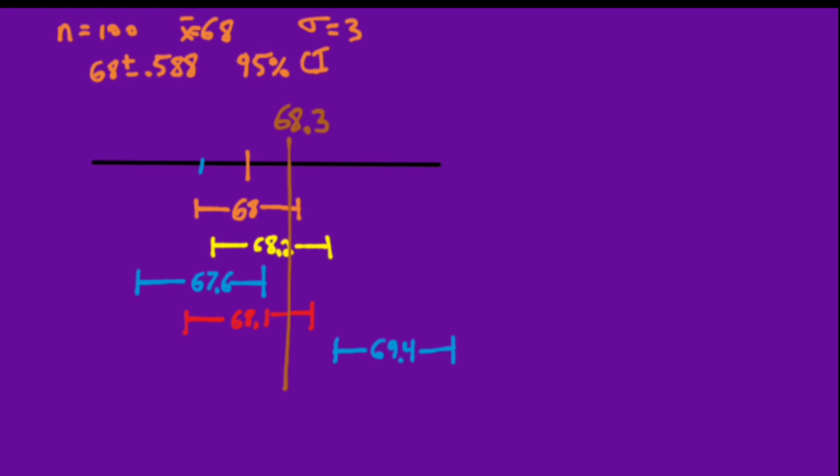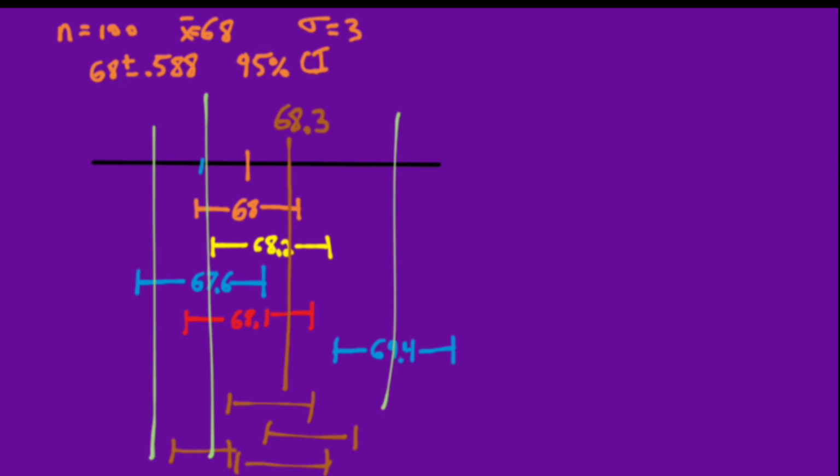Okay, so you could imagine this many more times, right? So maybe there's a bunch more windows down here, and it's hitting a decent amount of them. Some of them are too low, some of them are too high, but the 95% confidence interval should hit within 95% of those windows. Okay, again, we don't know that 68.3 is the true value. It could have been here, could have been here, right? We don't know exactly where it is.